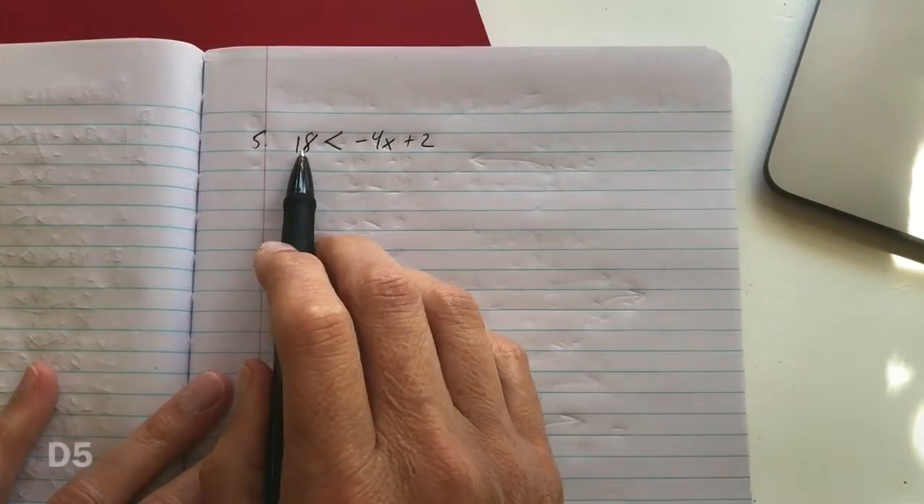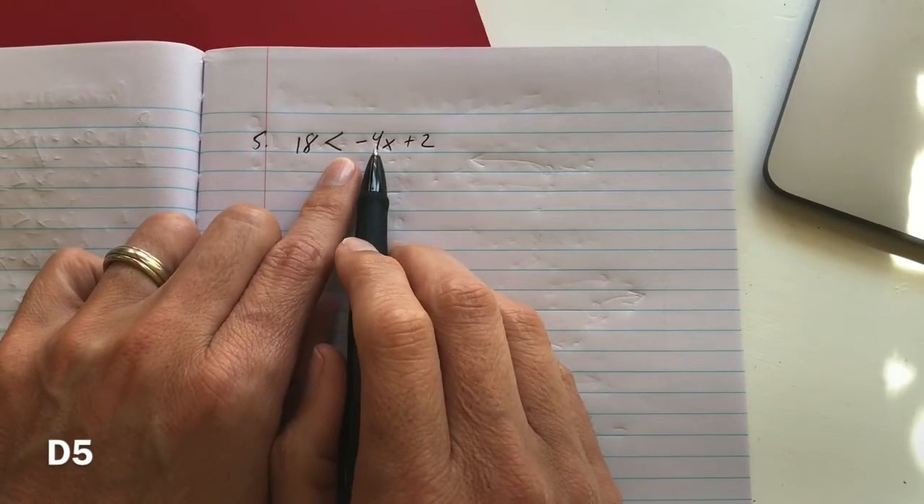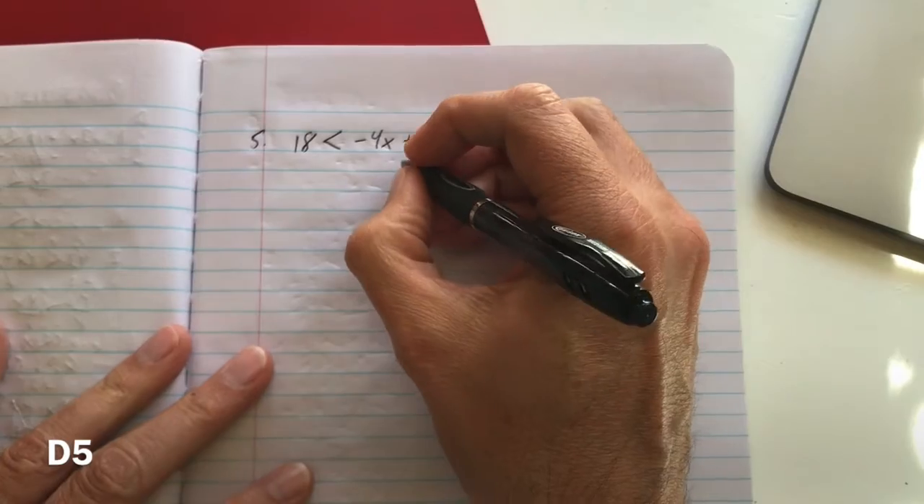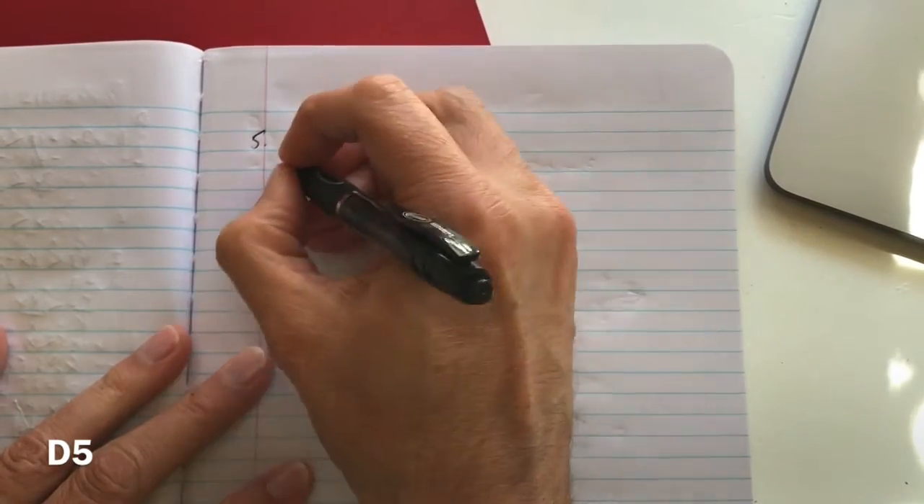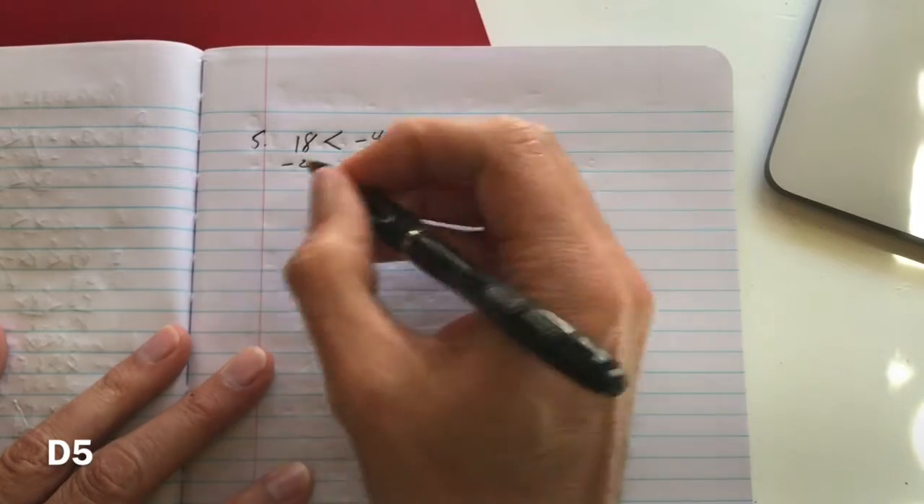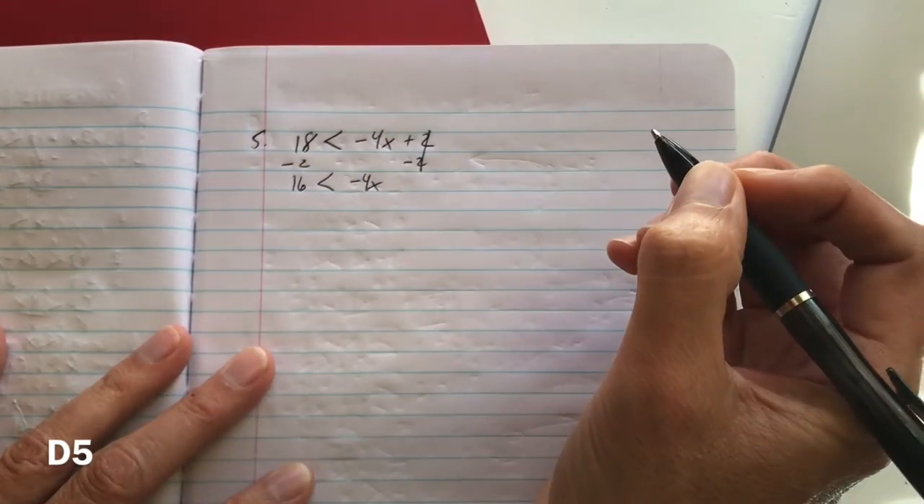All right, here it is, number 5. 18 is less than negative 4x plus 2. Again, there's that negative 4x, so we're going to be dividing by that. That means we're going to be turning around our inequality symbol. Let's start here first. So minus 2 and minus 2 is going to cancel. We're going to have here 16 is less than negative 4x.